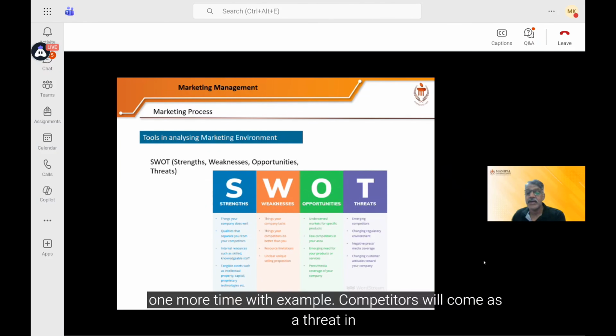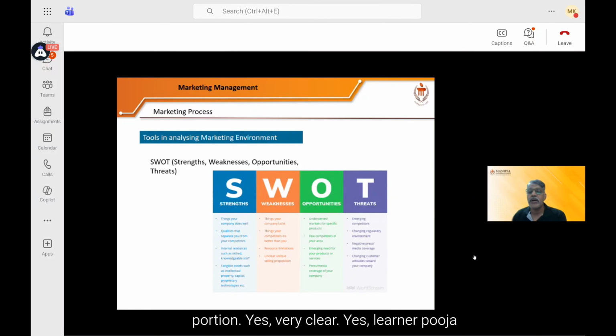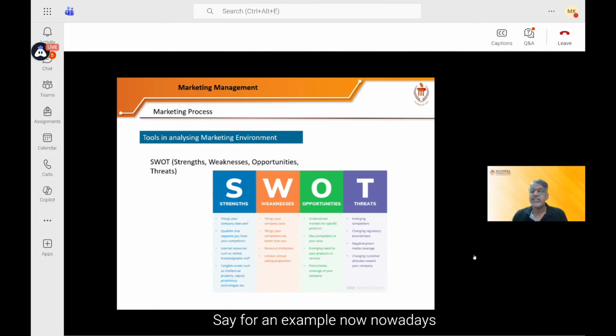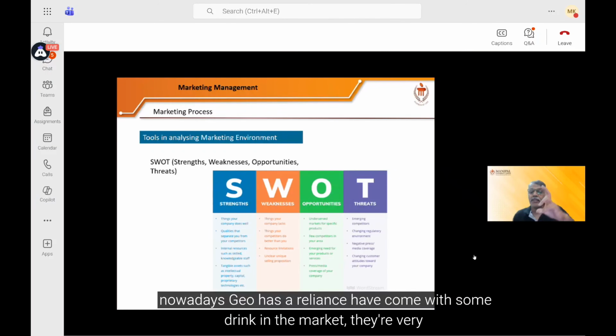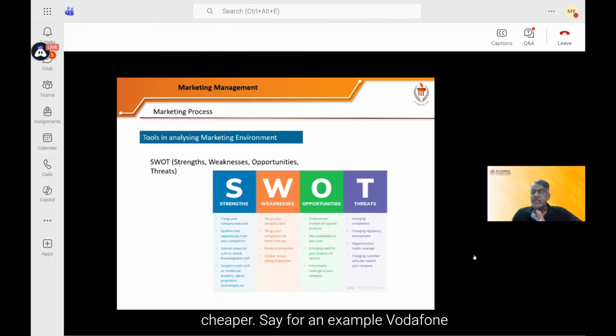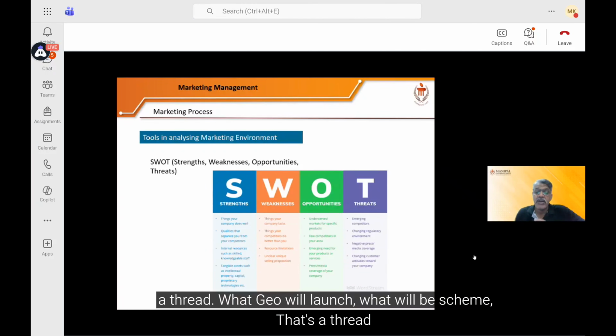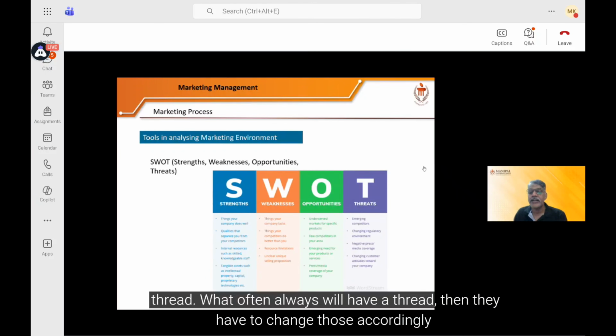Explain threats one more time with an example. Competitors will come as a threat. Yes, very clear. Yes, learner Pooja, please explain threat. Threats are always fear. Say, for example, Coke and Pepsi are competitors of each other, so both have a threat. Nowadays Jio, Reliance have come with some drink in the market. They are very cheap. Say, for example, Vodafone, Airtel and Jio. There are only three subscribers available in the market. They always have a threat: what will Jio launch, what will be its scheme. So Vodafone will always have a threat. Then they have to change accordingly in the market.